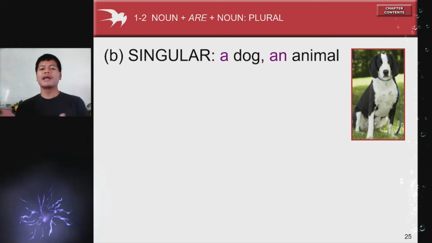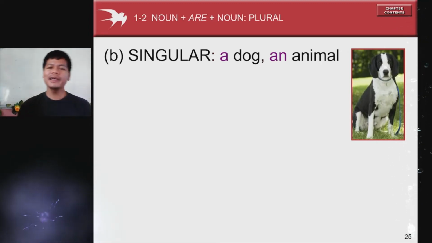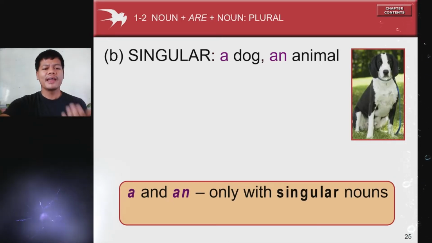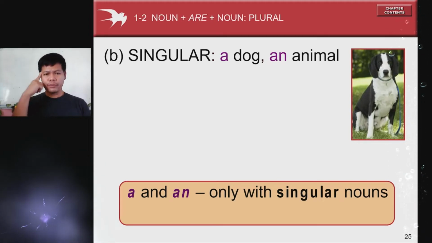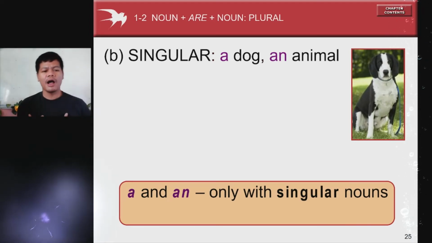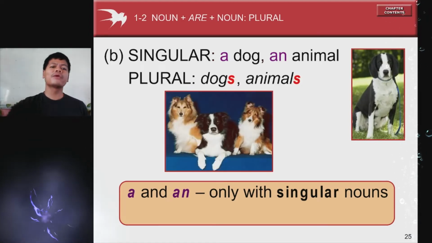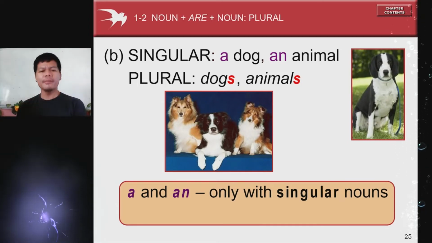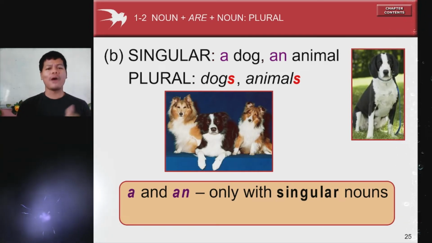A dog, an animal. You can change to plural. Okay. A and an are only with singular nouns. You should keep it in your brain. You remember in your heart. A and an only with singular nouns. So if you want to change a dog to two dogs or three dogs or many dogs, can you use plural? Dogs, animals. This changes to three dogs. Dog with S is plural. Animal with S is plural. Okay, very good.